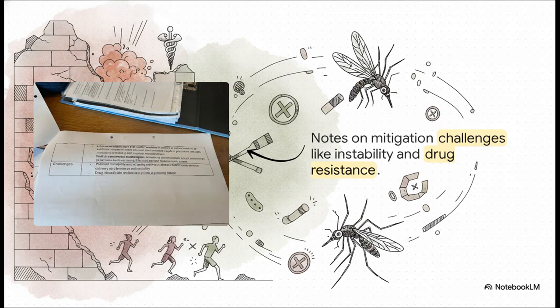Analyzing the obstacles to mitigation is essential for an A-star evaluation. Two major challenges really stand out here. Political instability and ongoing conflicts can disrupt healthcare service delivery entirely. Furthermore, drug and insecticide resistance poses a constantly evolving biological threat that can completely undermine the success of those direct medical interventions we just discussed.